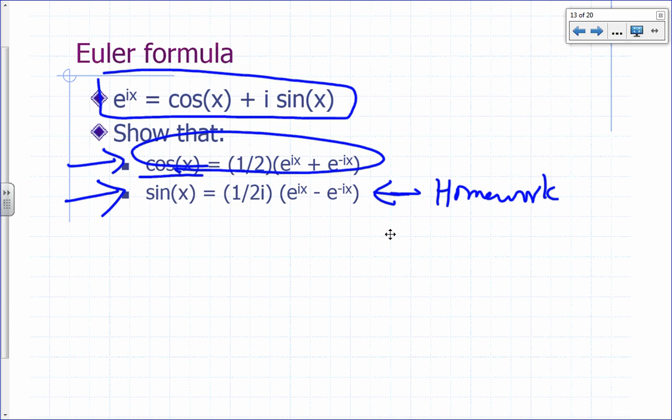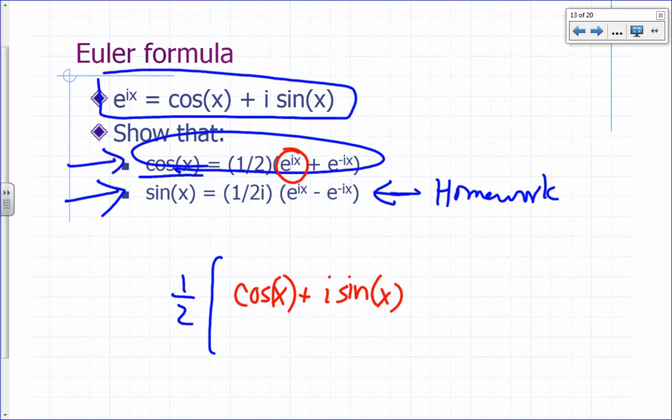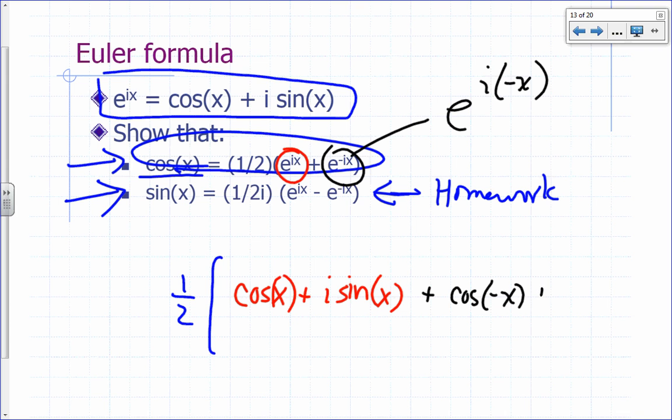So let's do cosine x. 1/2 of e to the ix plus e to the negative ix. How can I show that? Well, let's see. 1/2, what is e to the ix? By definition, that is what? Cosine x plus i sine x, right? What is e to the negative ix? That's the same thing as e to the i times negative x, right? So that part right there is cosine of negative x plus i sine of negative x. Okay?